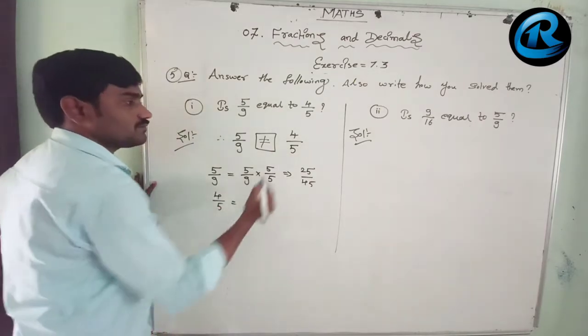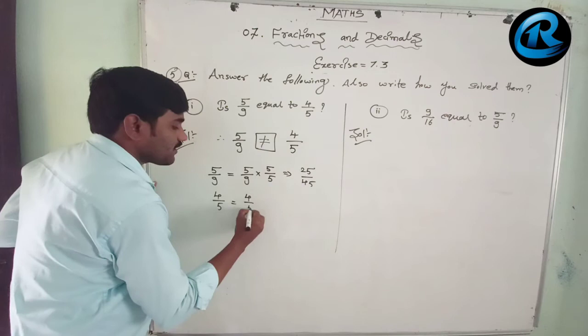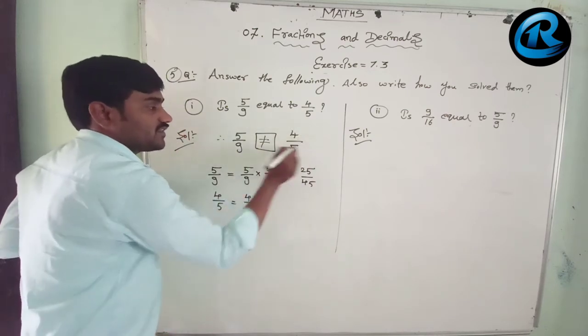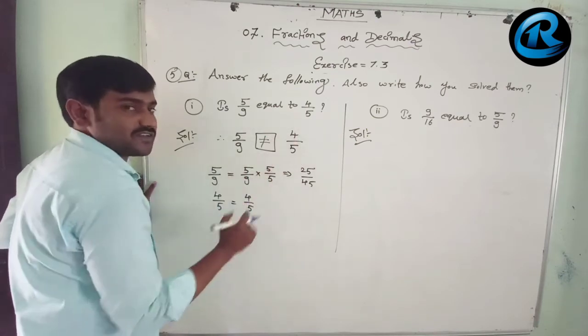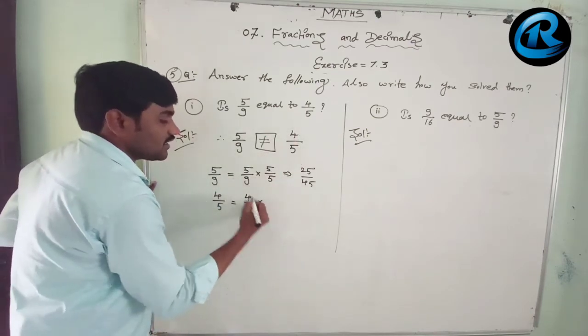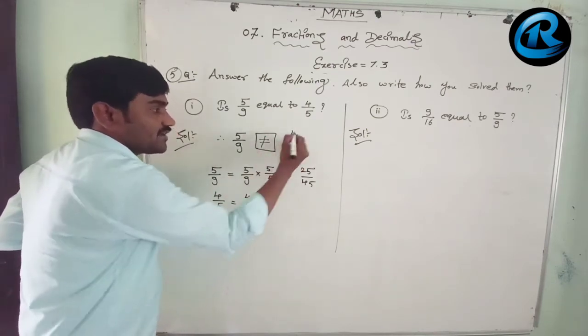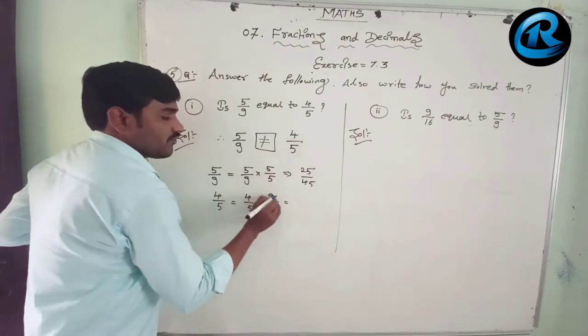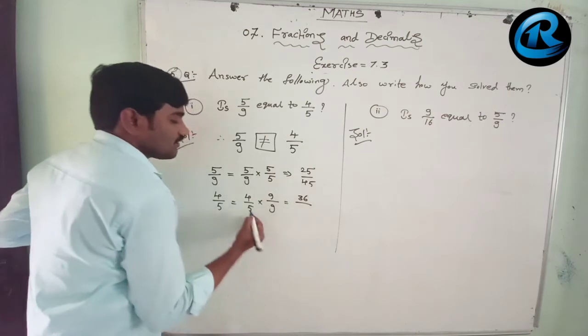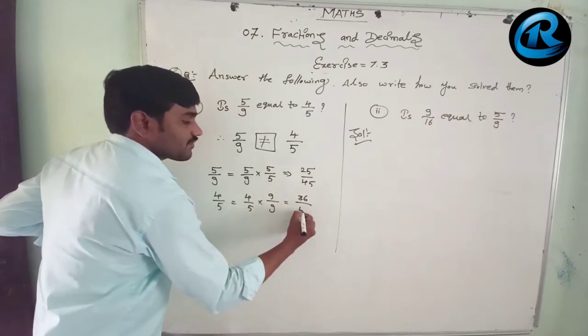4/5 equal to this 4/5 and take this denominator and multiply this. మనం ఏం చేసాం, ఈ డినామినేటర్ ని ఇటు మల్టిప్లై చేసాం, ఈ డినామినేటర్ ని ఇటు మల్టిప్లై చేసి కంపేర్ చేసాం. సో సేమ్ థింగ్. నౌ టేక్ this denominator and multiply here, that is 9/9. 4 9s are 36. 5 9s are 45.